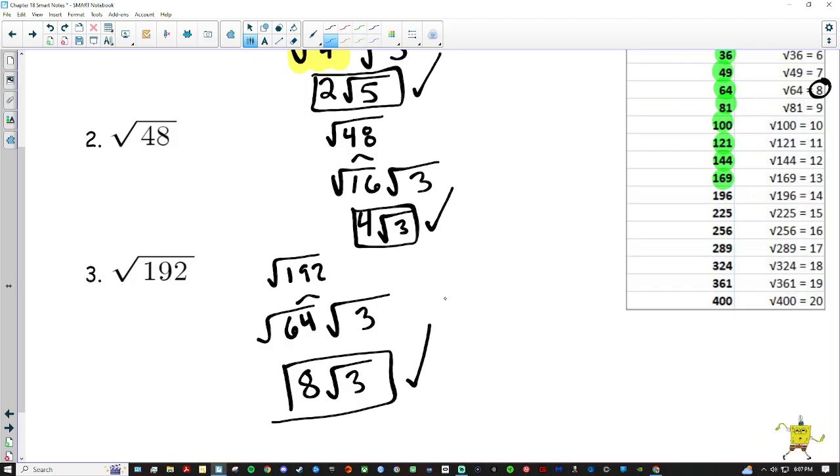Done. And that is how you simplify square roots. Split it into a perfect square times another number, and then simplify your perfect square.